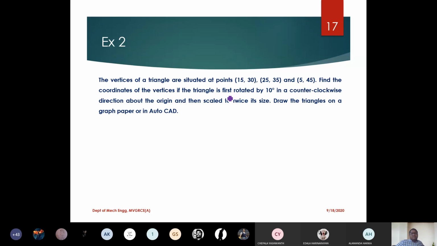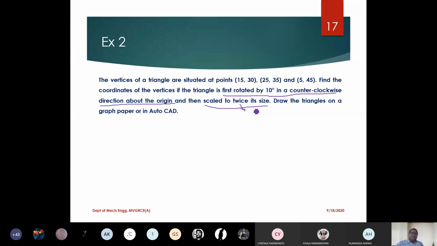First rotate by 10 degrees in counterclockwise direction about origin. Rotating about origin itself is a fundamental transformation. Then scale to twice its size. This is also a fundamental transformation. Only thing is twice its size. If you want to scale, Sx is equal to Sy is equal to 2. So you know what is the transformation matrix, right?